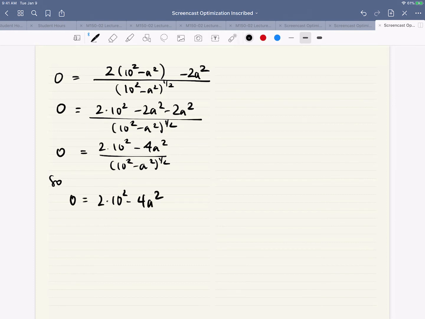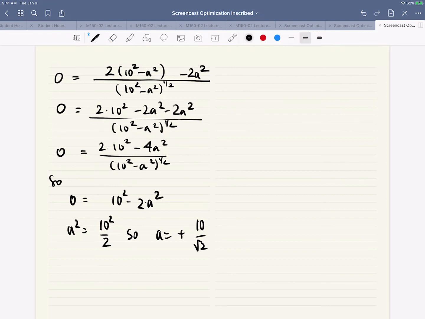And now we could divide both sides by 2. And so that gets rid of that. And then this 4 becomes 2. And that gives us a squared equals 10 squared over 2. So a, taking the square root of both sides, is plus or minus 10 over root 2. But a always has to be positive. So we get a equals 10 over root 2. All right, so that's our stationary point.